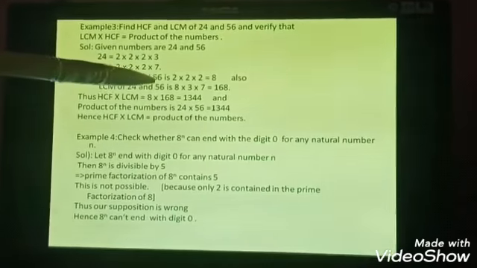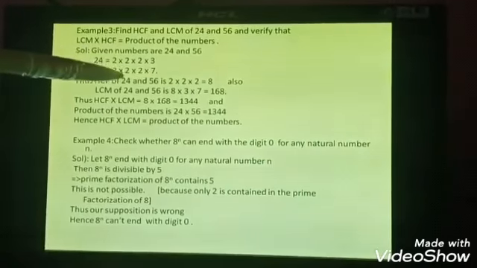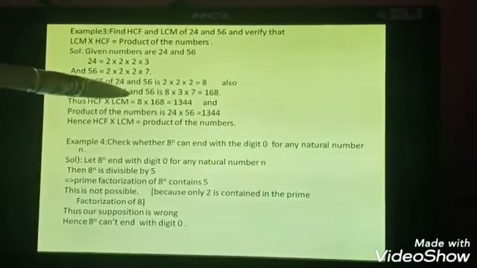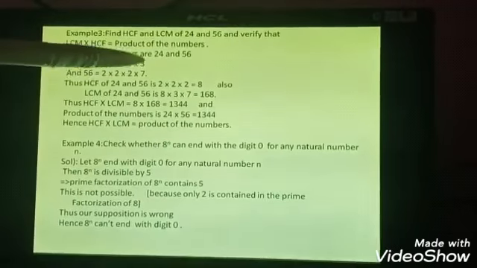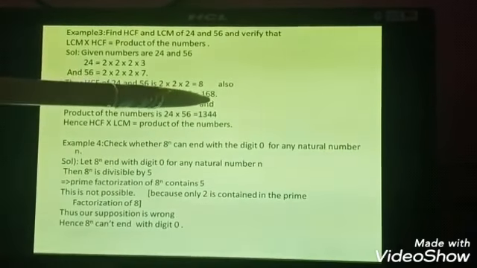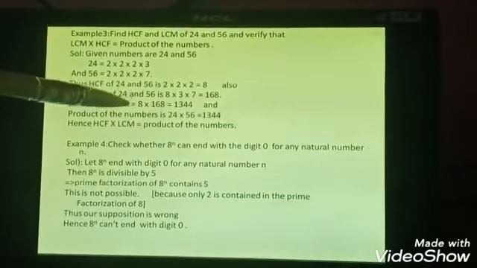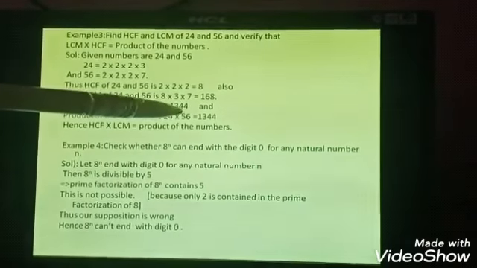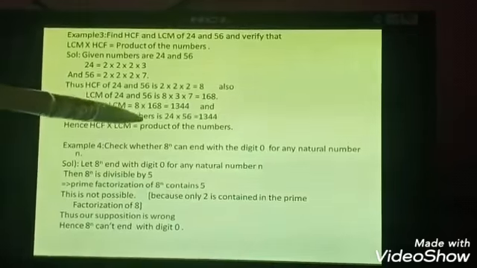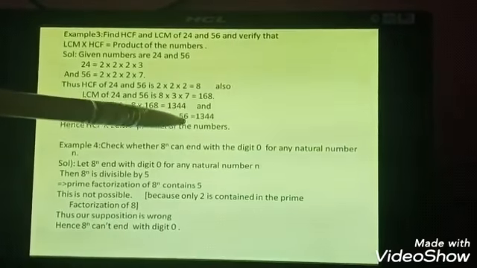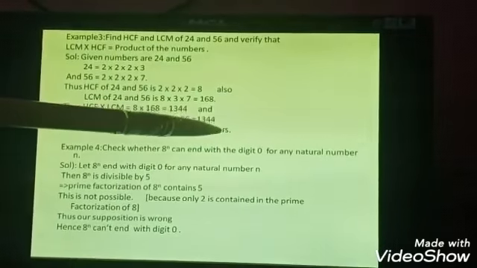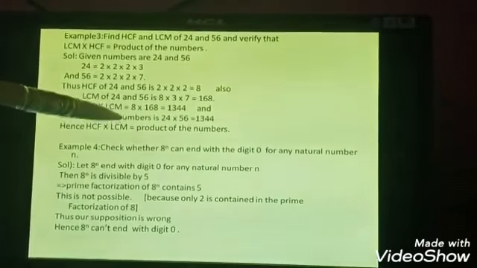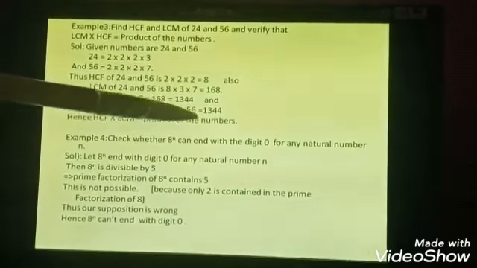Now the HCF of 24 and 56 is 2 taken thrice, that is 8. And the LCM of 24 and 56 is this 8 and those which are not common, that is 3 × 7, that is 168. Thus the product of HCF and LCM is 8 × 168, that is 1344. Also the product of the numbers, 24 × 56, is 1344. So both are the same. Thus we know that HCF × LCM of any two numbers is equal to the product of the numbers.